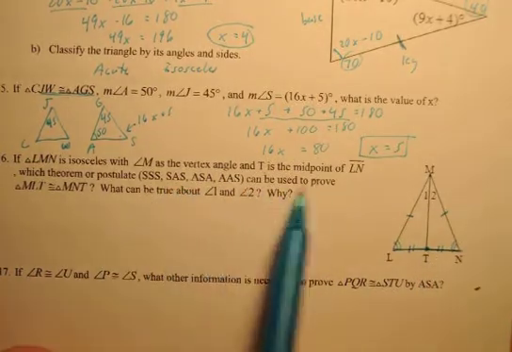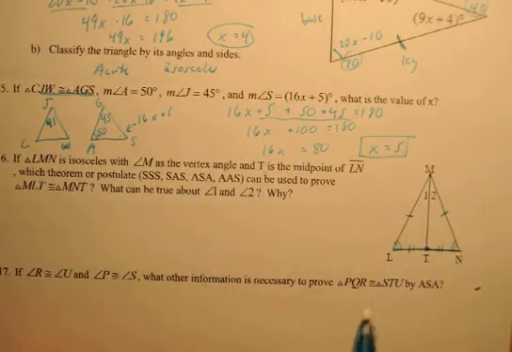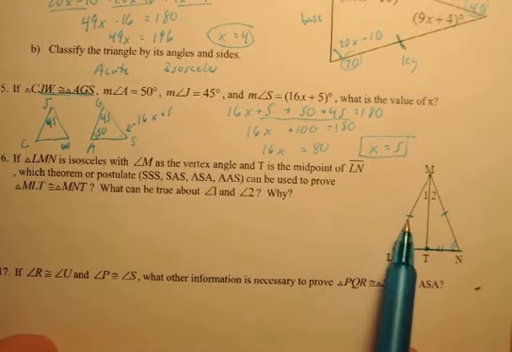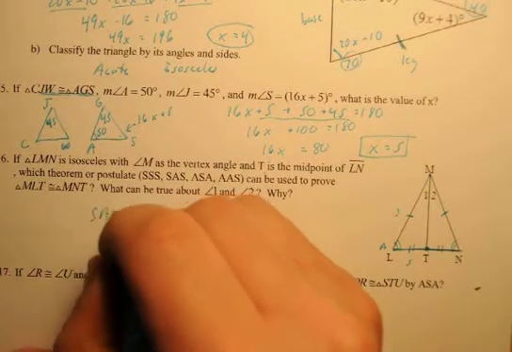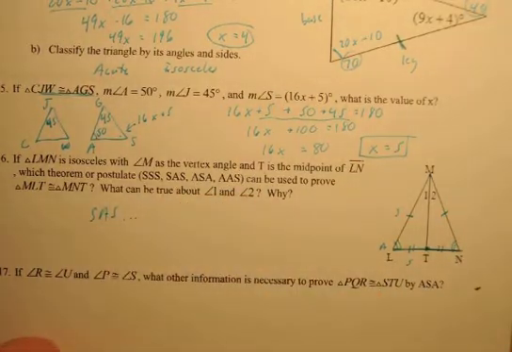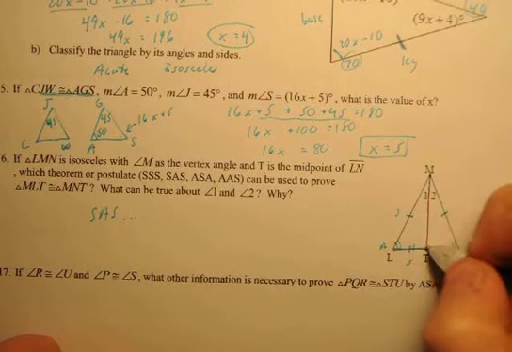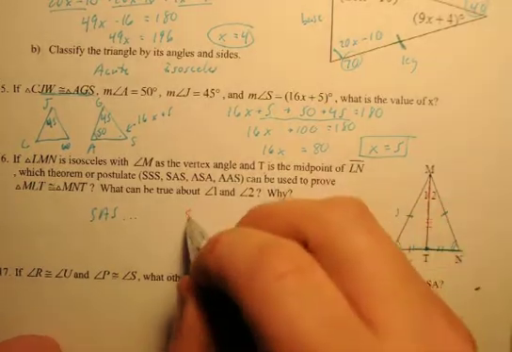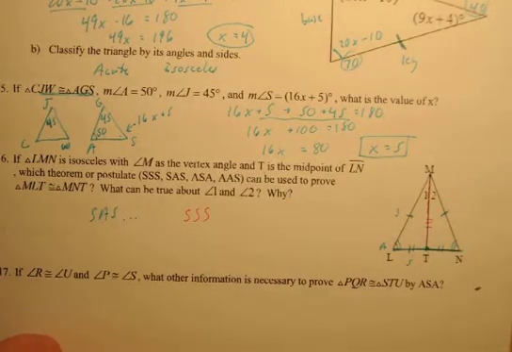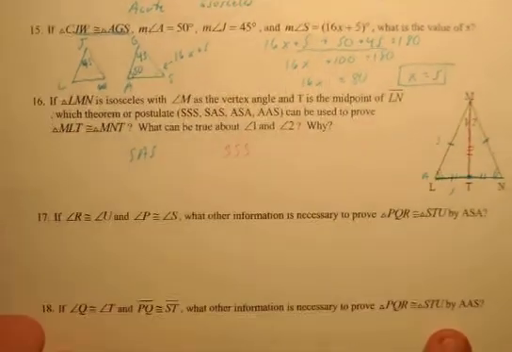Which of these can you use to prove that these 2 triangles are congruent? So at the moment, we can use side, angle, side. So you can definitely use side, angle, side. However, this length is shared, so that opens up side, side, side. Anything else we could use for that? That's all we can state for sure. So you could use side, angle, side, or side, side, side.